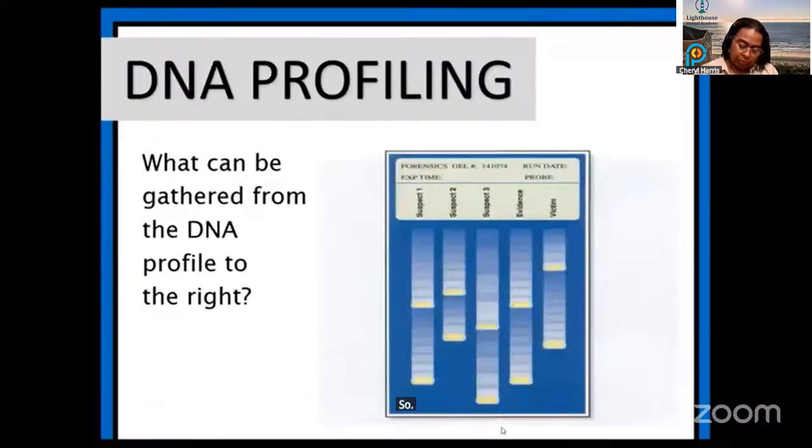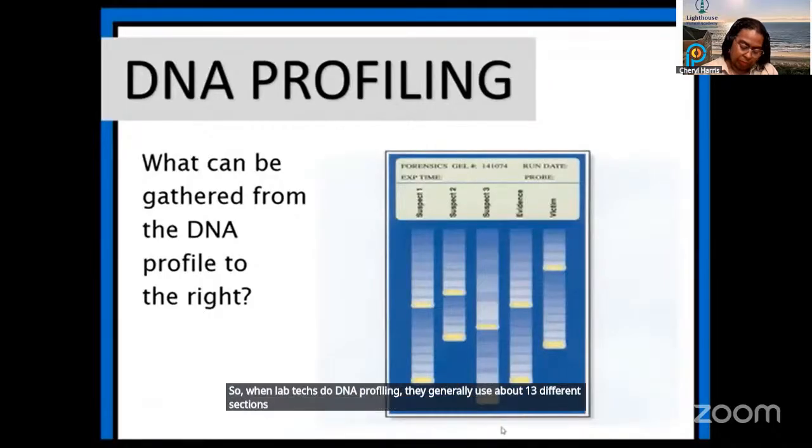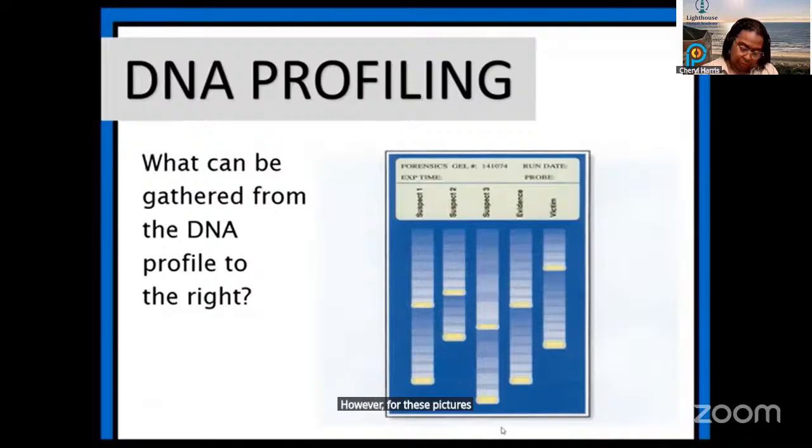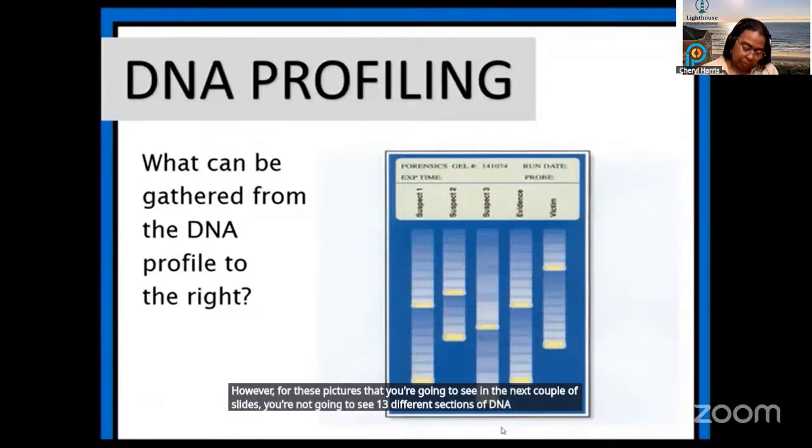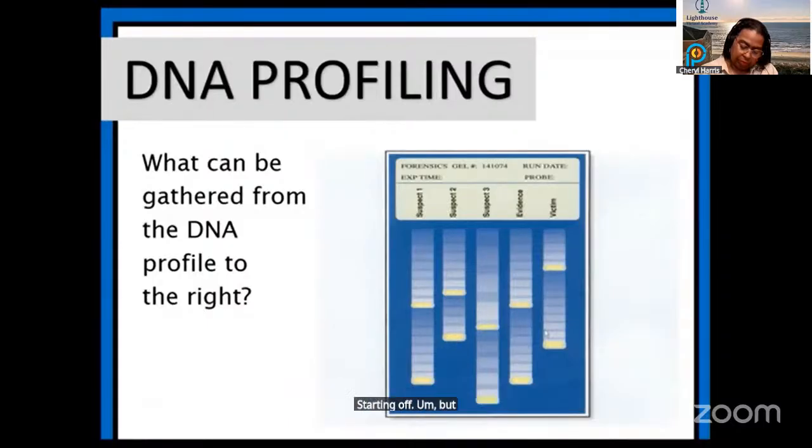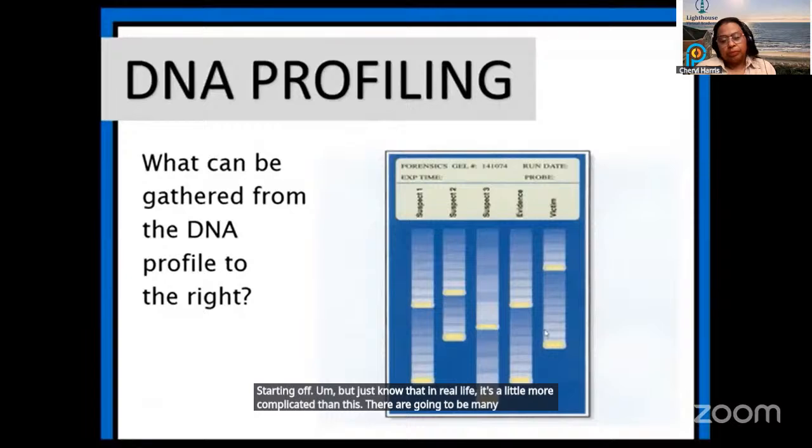When lab techs do DNA profiling, they generally use about 13 different sections of DNA, and those sections are going to be highly variable. So it's a good way to ensure that we have accurate matches. However, for the pictures you're going to see in the next couple of slides, you're not going to see 13 different sections of DNA. You're only going to see a couple, and that just makes it easier to read these DNA profiles starting off. But just know that in real life, it's a little more complicated than this. There are many more sections of DNA that investigators have to look at.